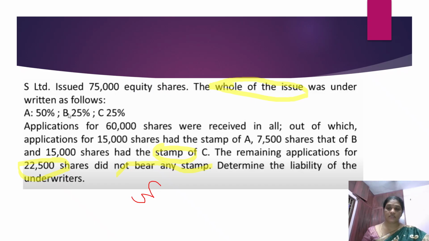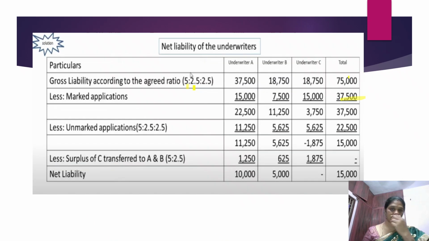So, determine the liability of the underwriters. We can work out the sum as per the statement we discussed previously. Here is the statement of the net liability of the underwriters. The particulars: there are three underwriters, Underwriter A, B, C, and the total.